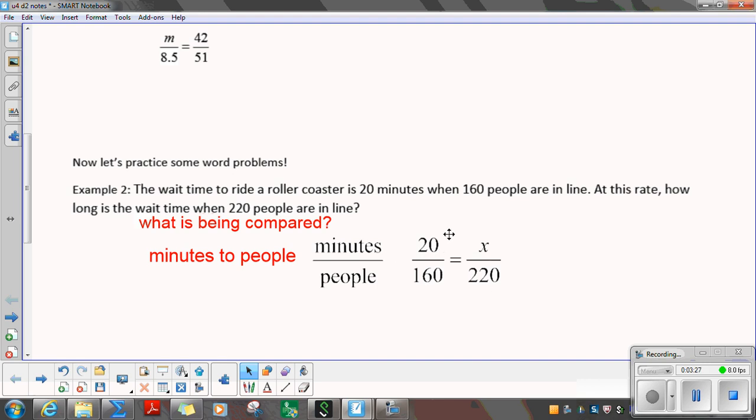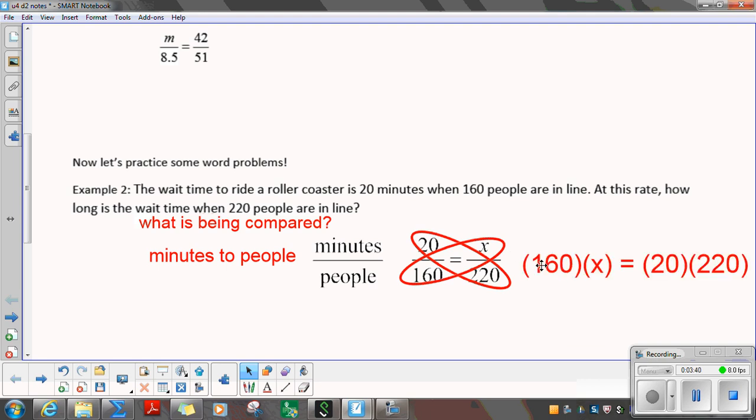Now I'm going to solve for x, the same way I did for the first example. I'm going to cross multiply, so I'm multiplying 20 by 220 and the x by 160. I'll write that out as an equation. So it's 160 times x, remember these two circles are equal to each other, equal to 20 times 220.